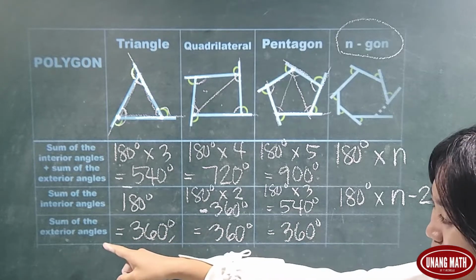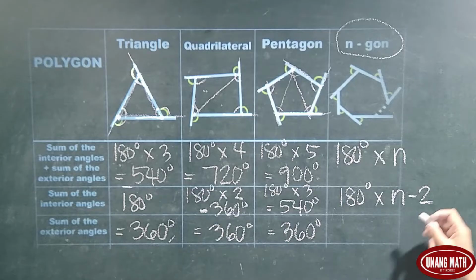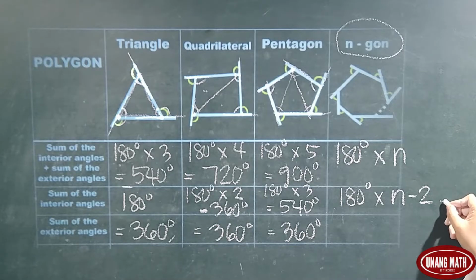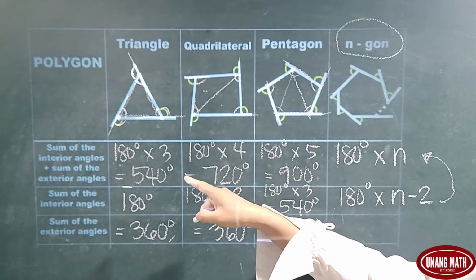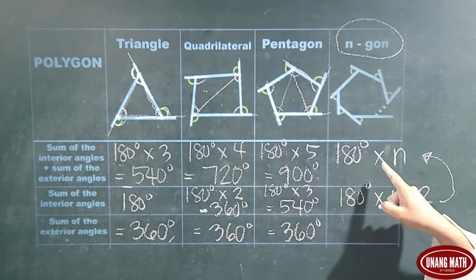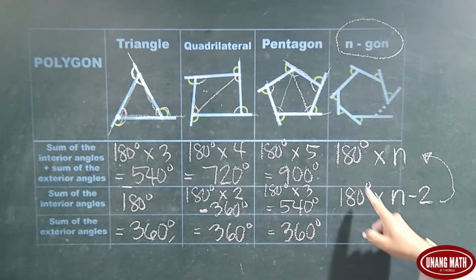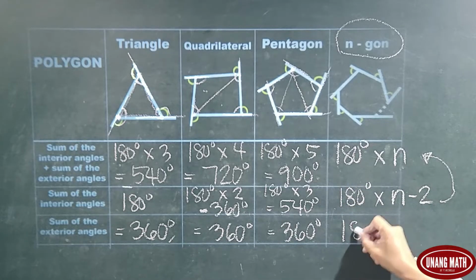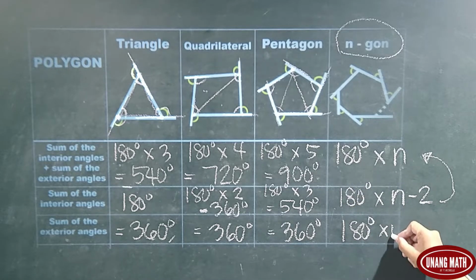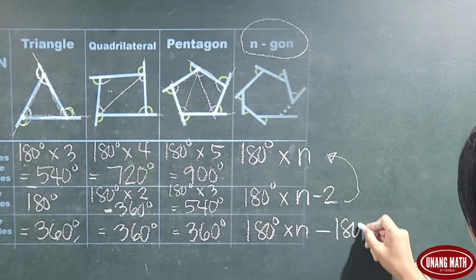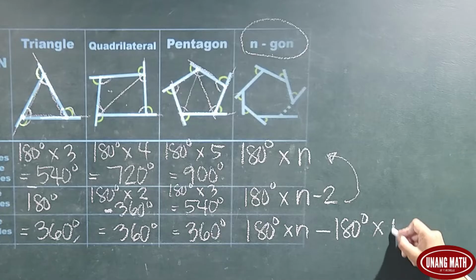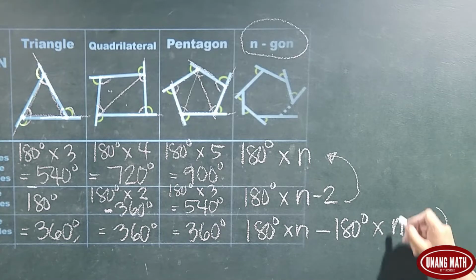And to find the sum of the exterior angles, we need to subtract the sum of the interior angles from the sum of the interior angles plus the sum of the exterior angles. So that means 180 degrees times n, minus 180 degrees times n minus 2.